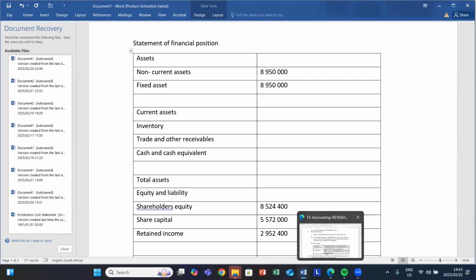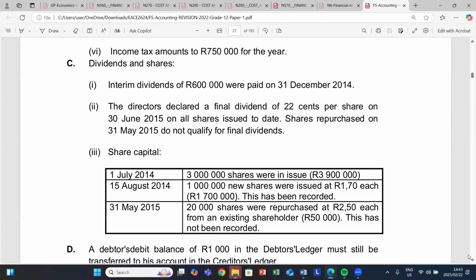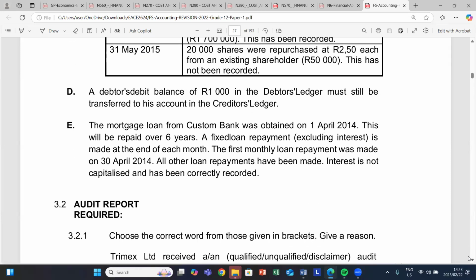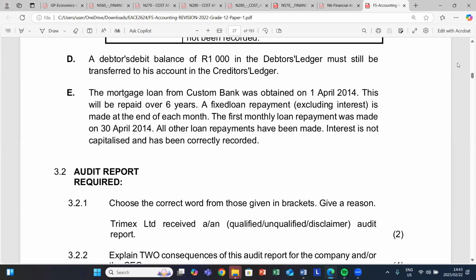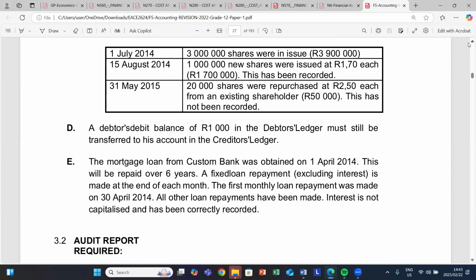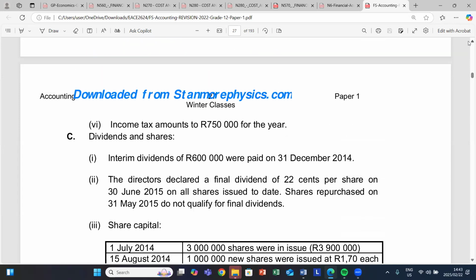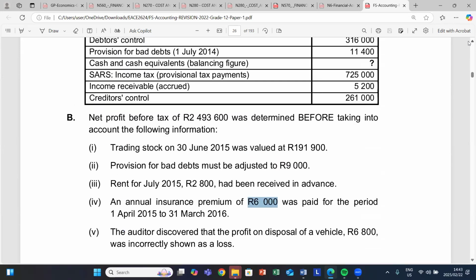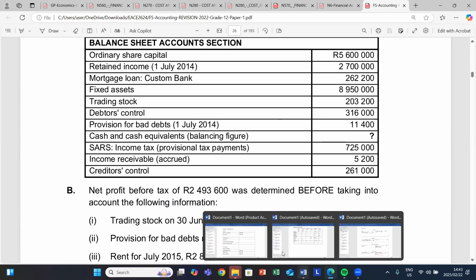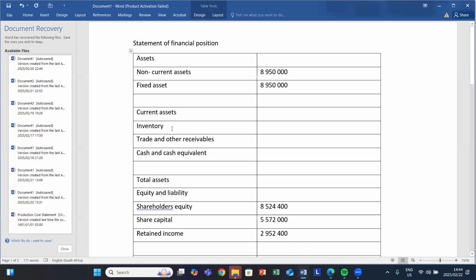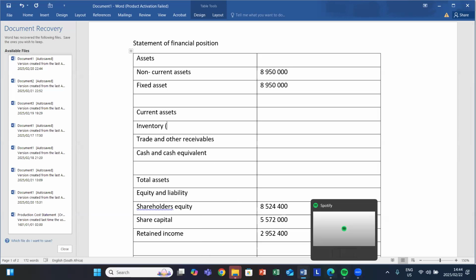Let us do our balance sheet. Okay, let's start with the current assets. Remember that for our current asset, you have your inventory. And you know that in your inventory, you record your trading stock on hand, right? For inventory, you record the likes of your trading stock on hand, your consumable stores on hand, your stationery on hand, and so forth. So let us look for those amounts.